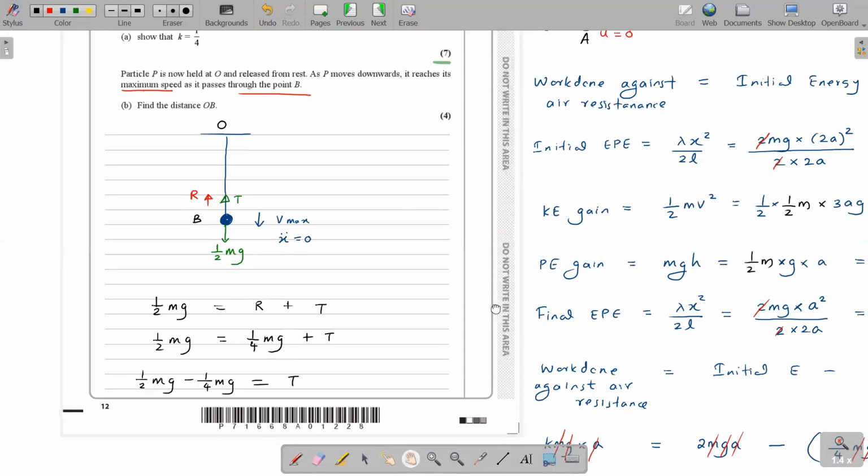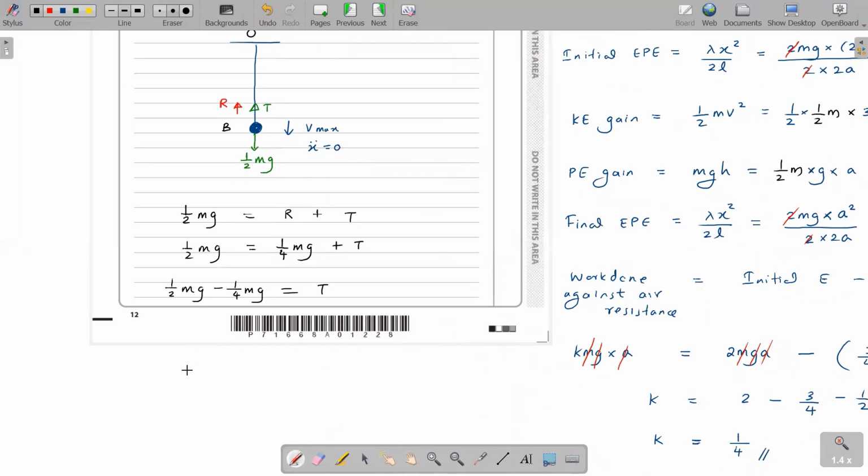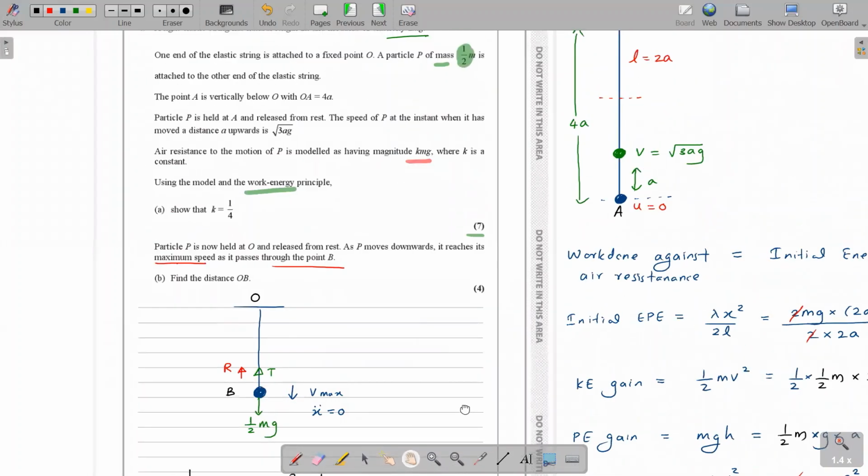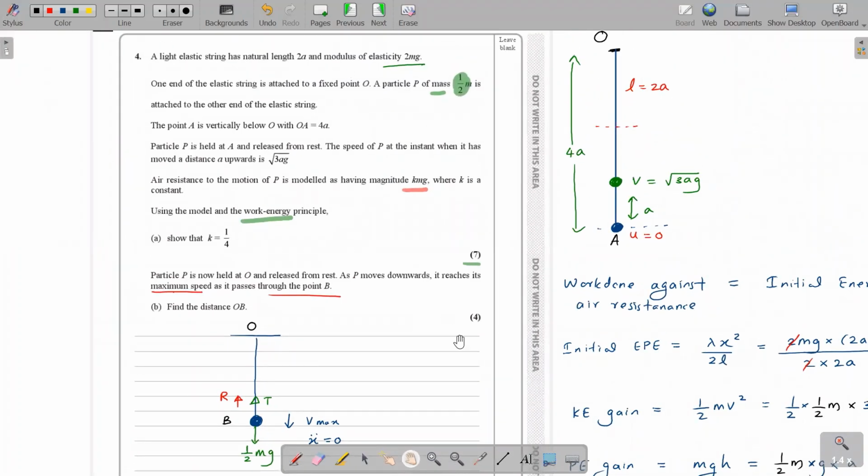Now let's use the tension equation. Half minus 1/4 is 1/4, right? So 1/4 mg equals tension. Tension is lambda x over L, normally by using Hooke's law. At the point B where the forces are balanced, lambda is of course 2mg, right? The lambda value is given, the modulus of elasticity is 2mg.